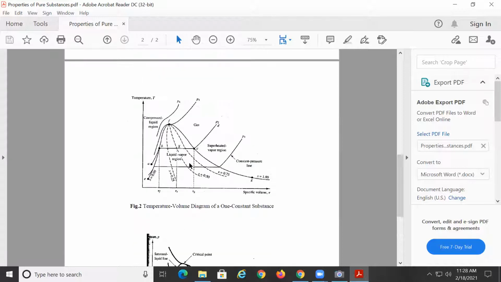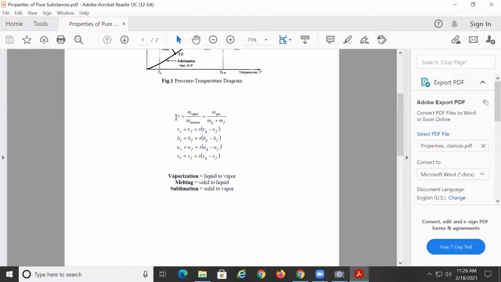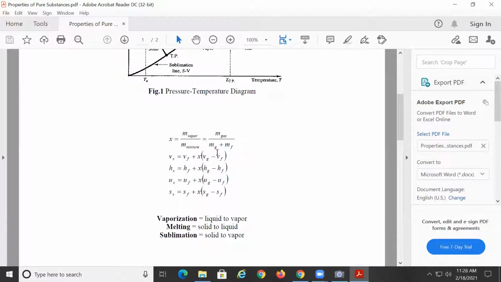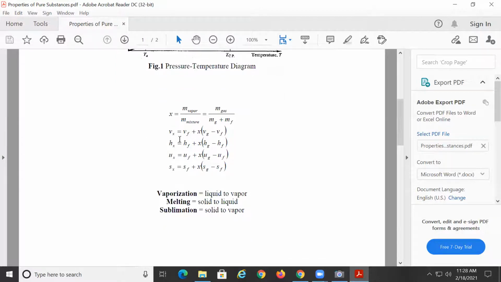So that's where you have here this value, x, which is called the quality factor, and basically what does it represent? If you look at it, it's just the mass of gas divided by the total mass. So this is the mass of gas divided by the mass of gas plus the mass of liquid, no? So basically the x represents, mathematically, the percentage of vapor or gas in the mixture. Okay? And this one you can find by looking at the properties. So x is the quality factor.